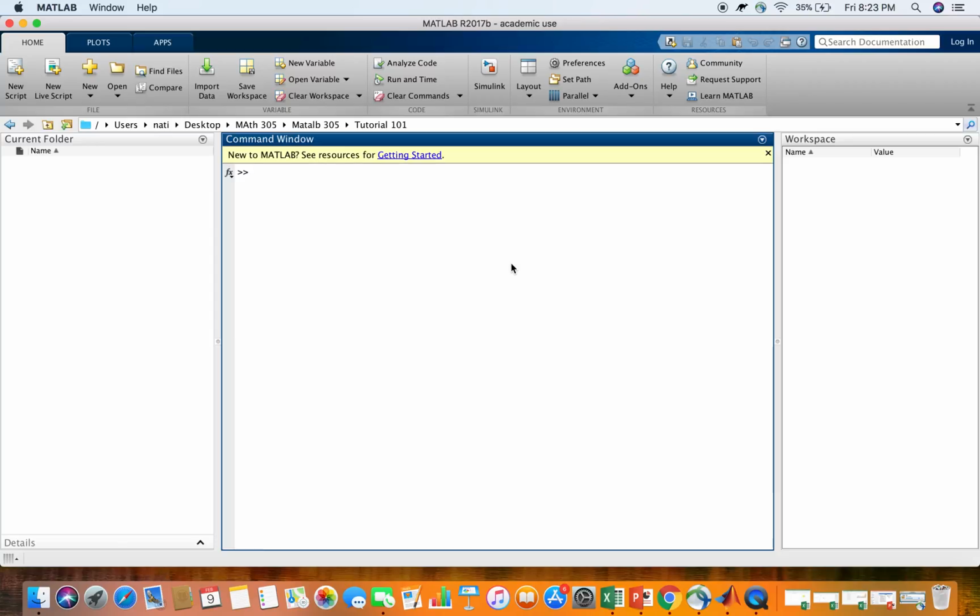So first of all, you can use Matlab as a giant calculator. You can do addition, subtraction, multiplication, scalar multiplication. You can do scalar division. You can do exponentiation with the caret sign. You can do an exponential.